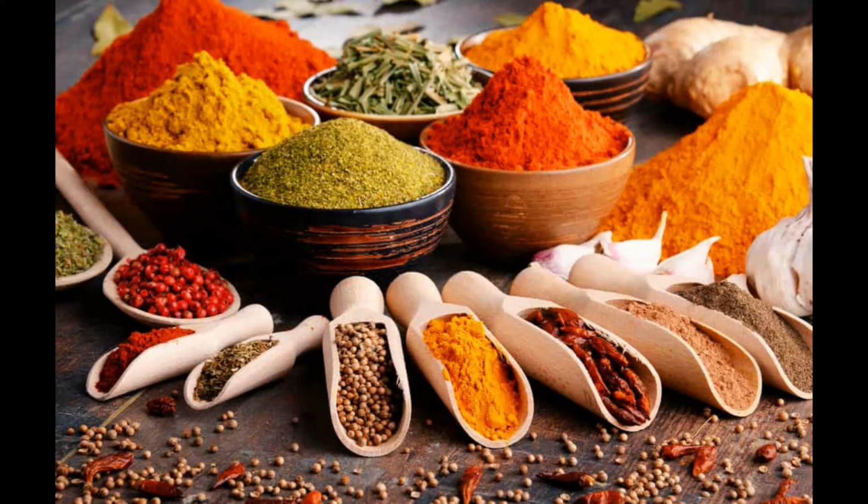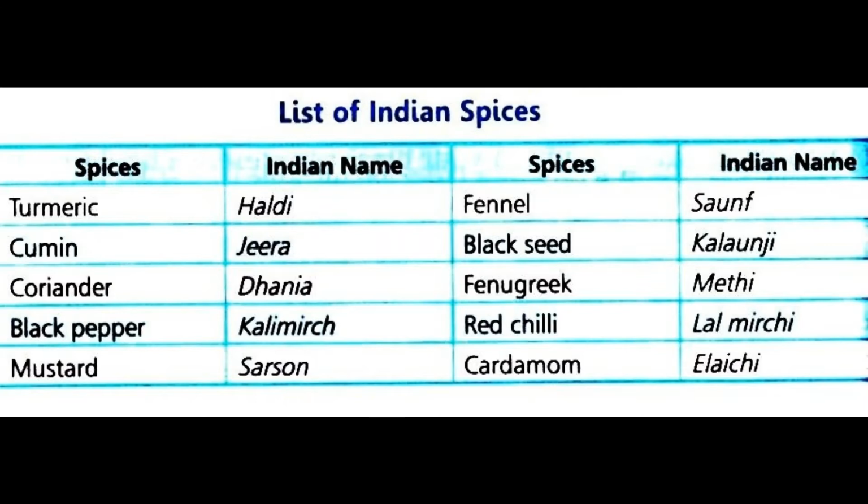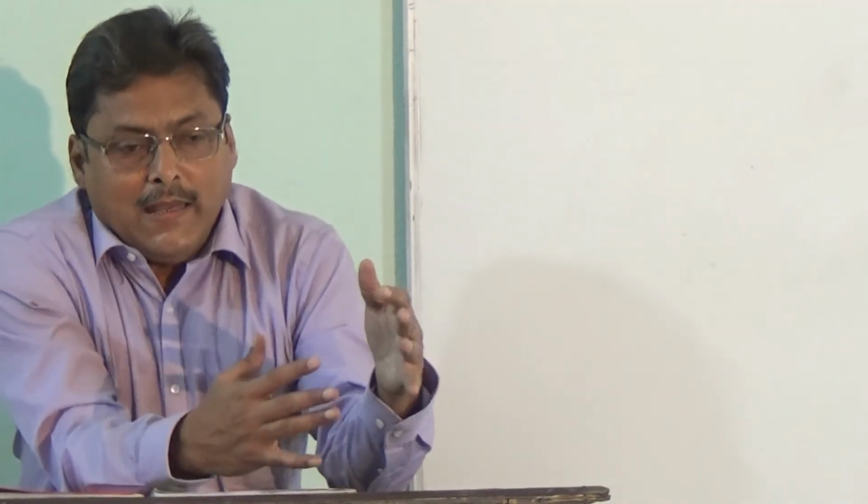Now, when cooking we use various kinds of spices to make the dishes more tasty, more palatable. Here is a list of Indian names and English names together of the common spices we use at home. You see, some common names are better to know. That is turmeric is haldi, cumin, jeera, coriander, dhania, black pepper, kali mirch, mustard, sarson, fennel, saunf, black seed, kalonji, fenugreek, methi, red chili, lal mirchi, cardamom, elaichi, etc. So, you see, it is very easy to understand now.